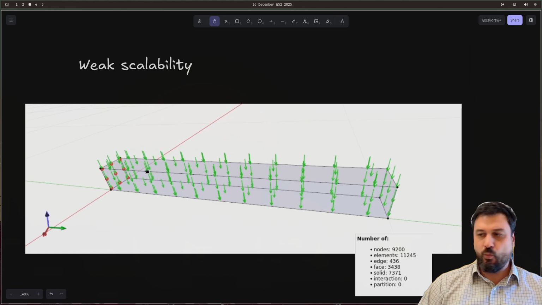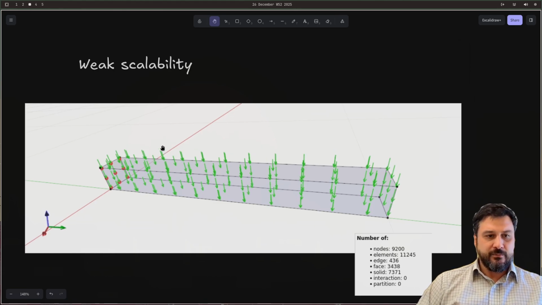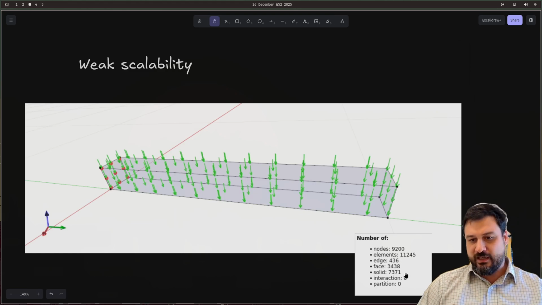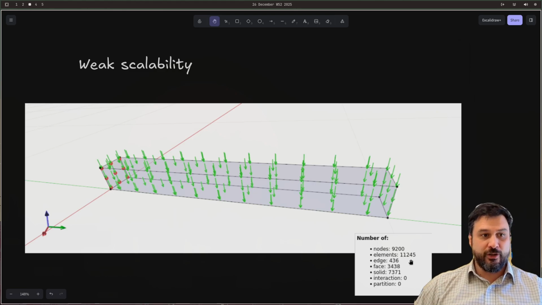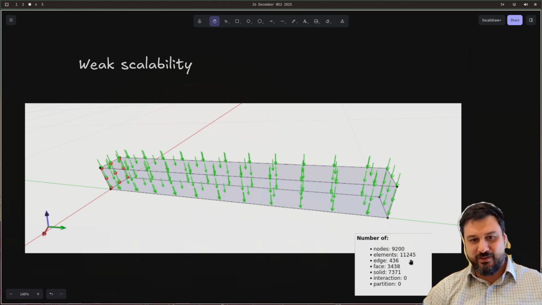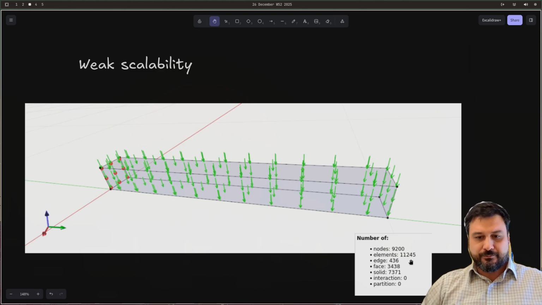So I am doing a weak scalability study. I'm starting with a beam, which is a cantilever beam like this. It's fixed in the back here. And we have around 10K, 11K elements to start with. We want to go huge. So we're never going to model a beam with this amount of elements, but we're trying to go big here. So this is our base case.